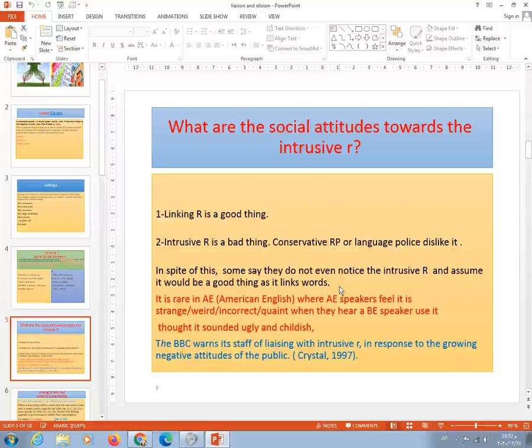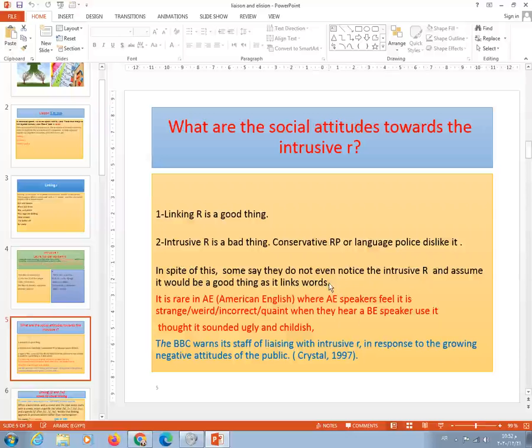they do not succeed in most cases, because the millennials and teenagers and many people prefer to use the intrusive R, and it's there. Many people say, what's the problem with the intrusive R, as long as it links words, it's a good thing. But that's for the non-rhotic accents, where they don't pronounce the R, as we said.